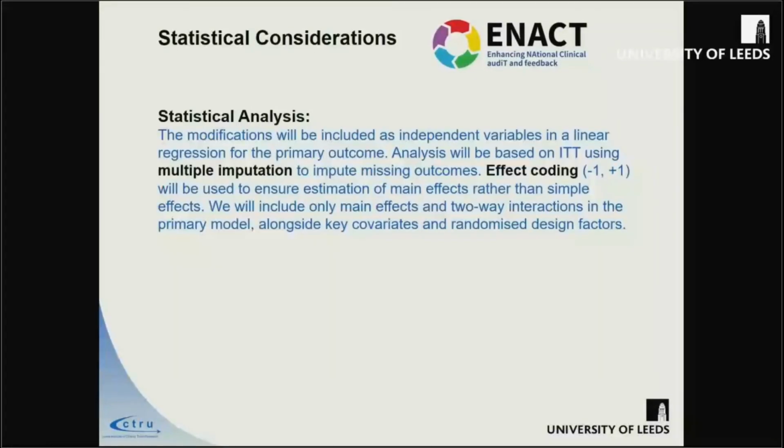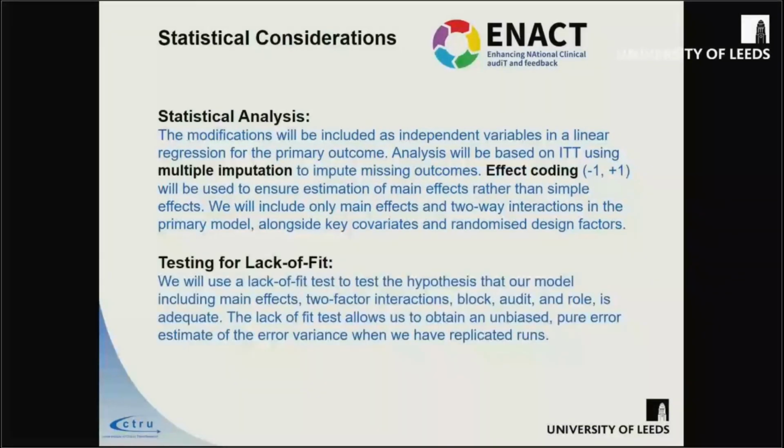In terms of the analysis, we would be handling missing data in the way that you would normally do within a clinical trial. We're using multiple imputation. We're definitely using effect coding because we're interested in our main effects. We probably will only estimate the main effects and the 2-way interactions in the primary model because we think those are the ones where we're likely to find something, and because it simplifies the analysis.